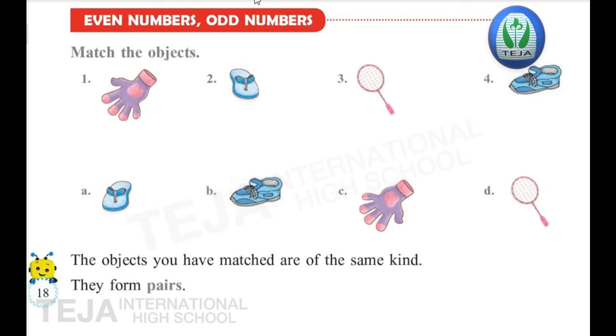Here match the objects. See, one of the objects is here. You have to match the similar object in the next column. In two columns the objects are arranged. You should match them. Here the first picture is glasses. Where is glasses in the second row? It's here, C. So we'll match it, we'll join both and we'll make a pair. Okay. Now the second picture is a slipper. Now find where the slipper is there. Here it's A.